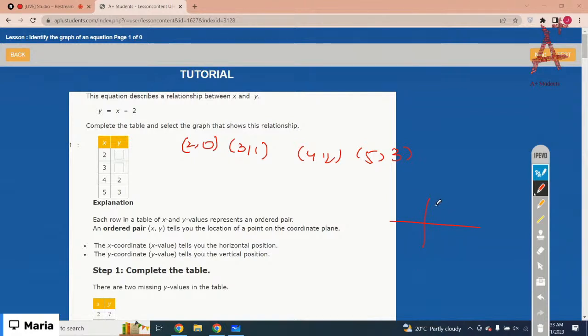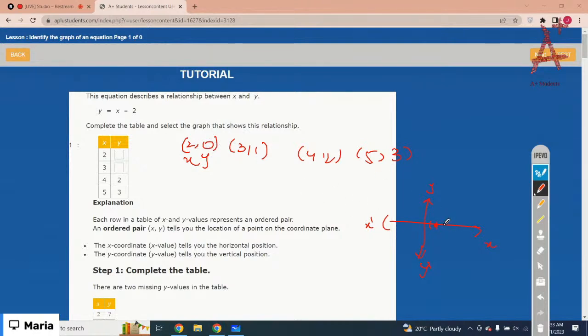The horizontal one is the x-axis. This is the positive x-axis and this is the negative x-axis. Then this is the positive y-axis and this is the negative y-axis. Got it? First of all, we have to plot 2 and 0. The x value is always the first one and the second one is the y value. Here we have 2 and 0. On the x-axis, all the y values are 0, so here y is 0, so it would be 2 and 0.